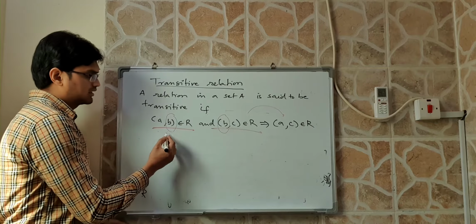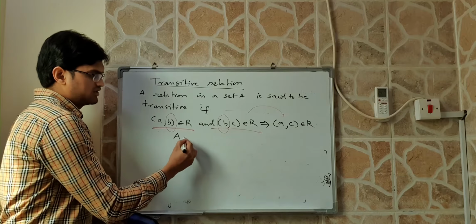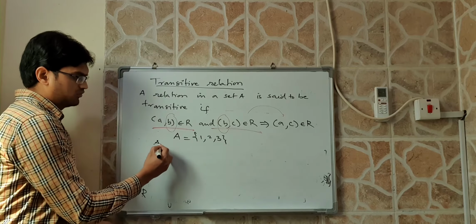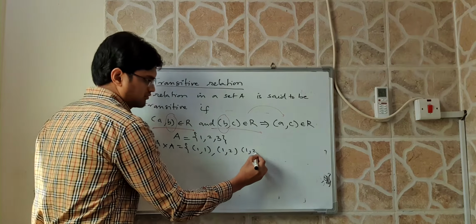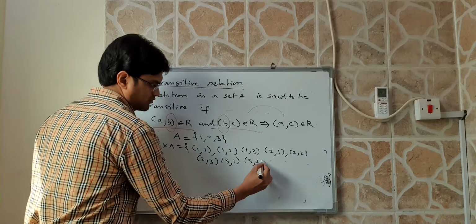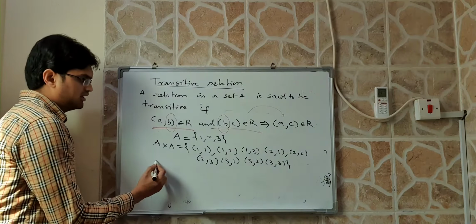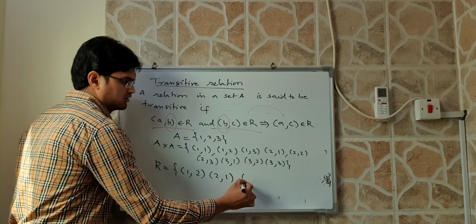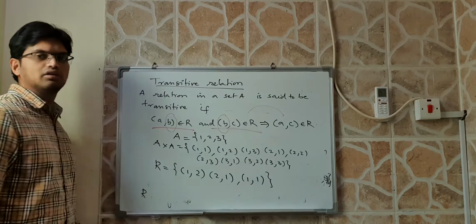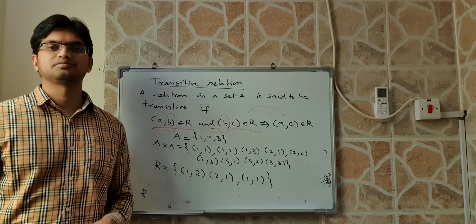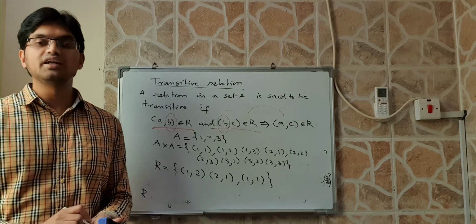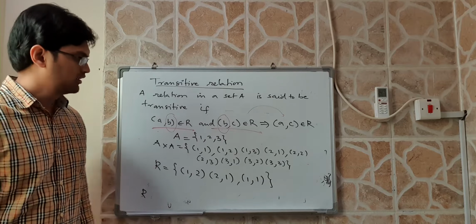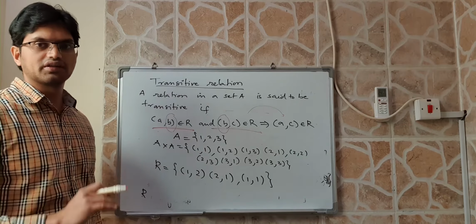Again, let me consider A, which is 1, 2, 3. Let me take A cross A one more time. Now let us say I have taken a relation R. Now what can you say about this R? See, let us examine whether it is a transitive relation or not. It is a little bit tricky, try to understand it, you have to focus here.